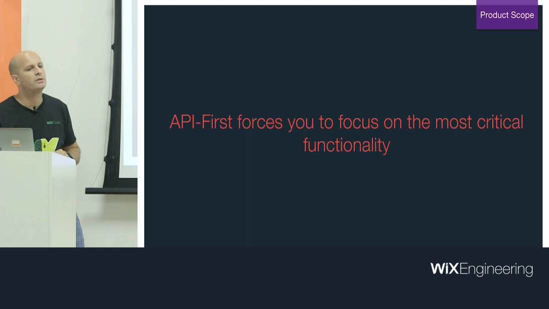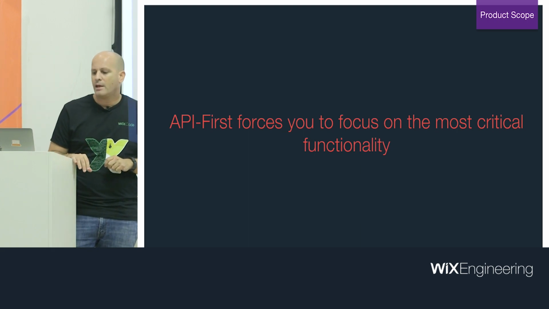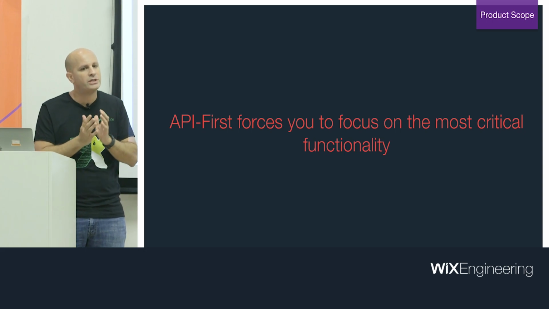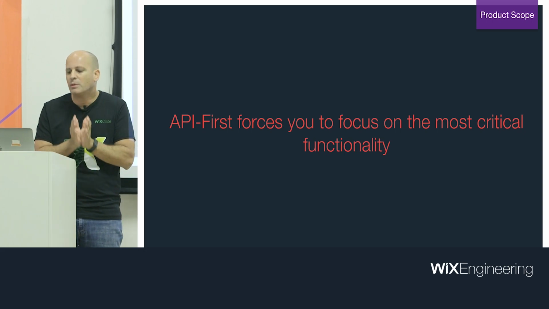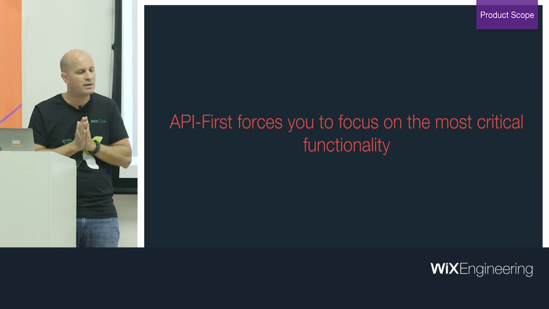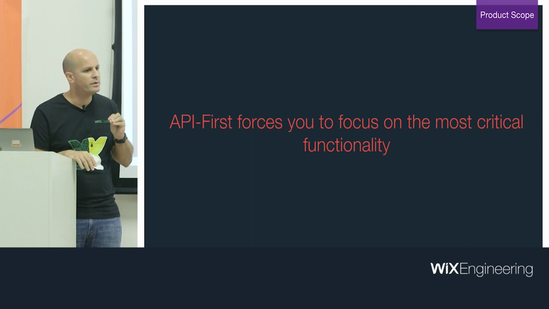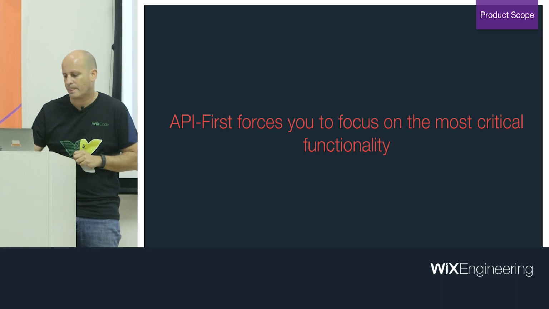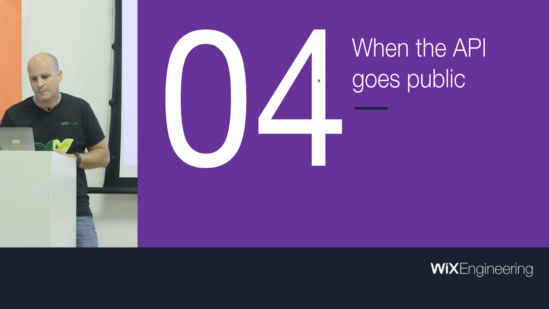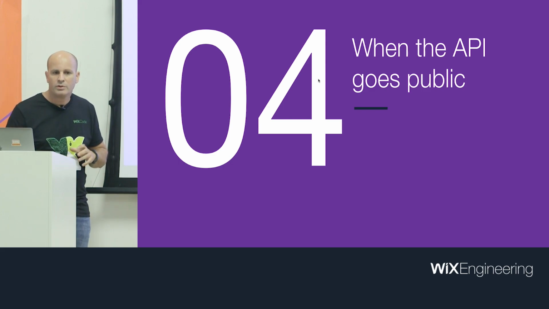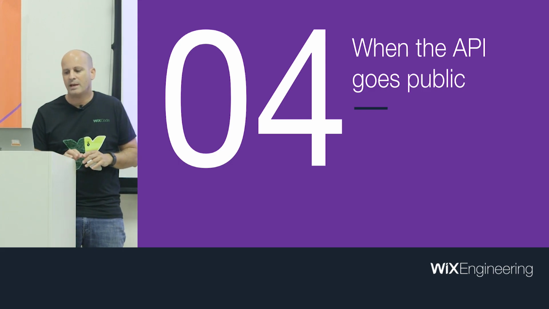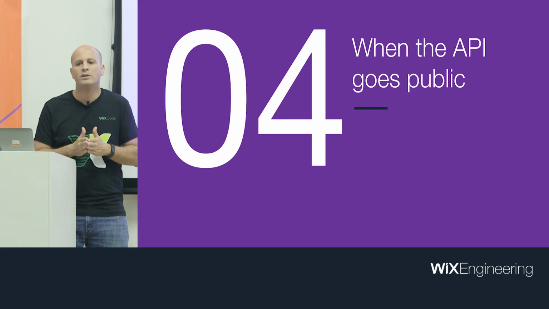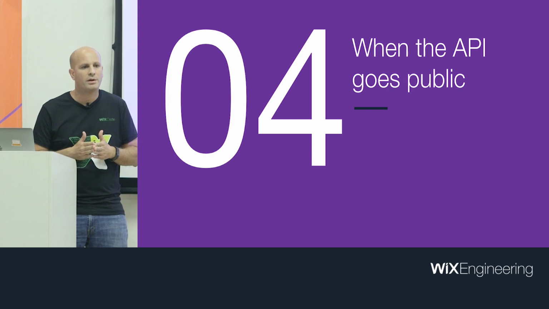So you need to educate also your companies. When you choose API first, it forces the whole company, especially product managers, to focus on the most critical functionality. What is the most important to their user? Then you can have things out quickly. So you agreed on a roadmap, and now the API goes out. So let's talk a little bit about what you need to be ready for.